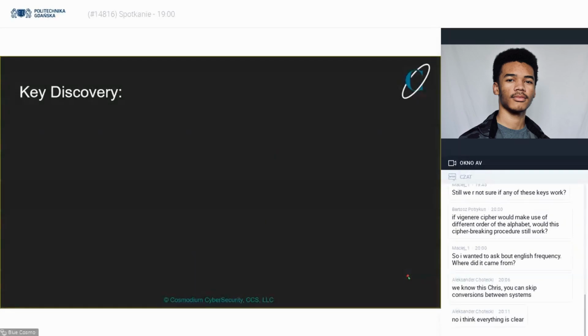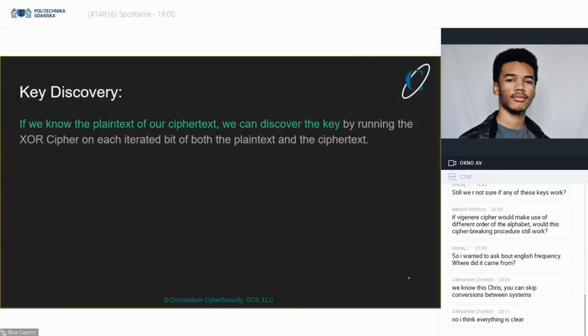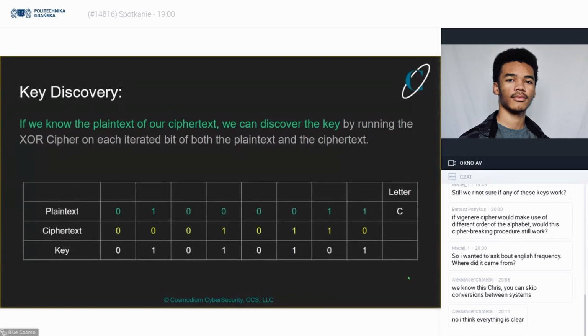However, we can also do a level of key discovery on our XOR cipher again. So if we know part of our plain text, let's say they're encrypting their username with the password, if we know at least one, the first character of the plain text, we can actually discover the key, which is really interesting. So let's say we put our plain text and our ciphertext, right? If we run a XOR operation on the plain text and on the ciphertext, we get the key of 01010101 and that first character of C.